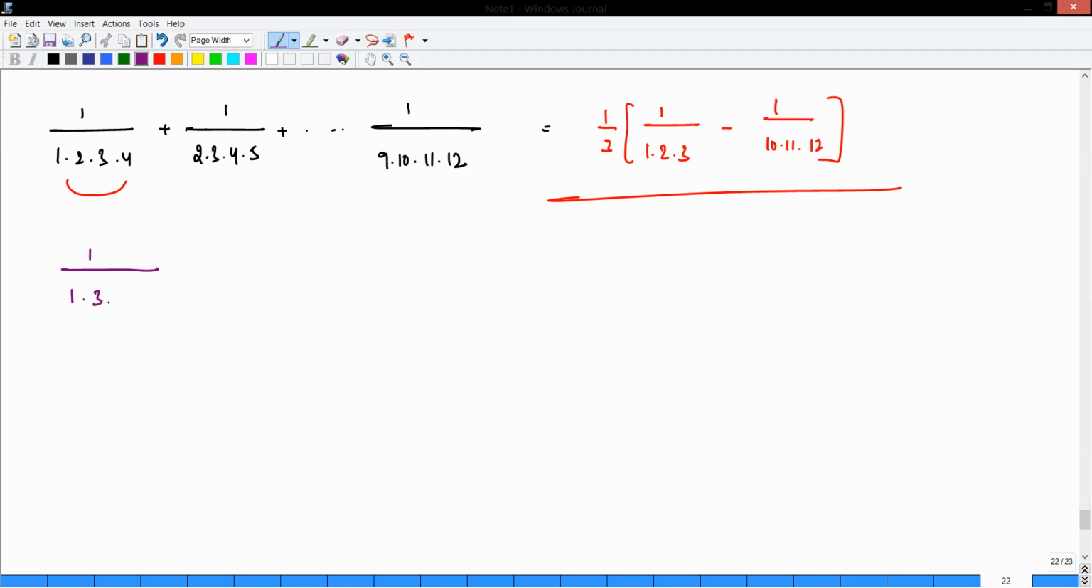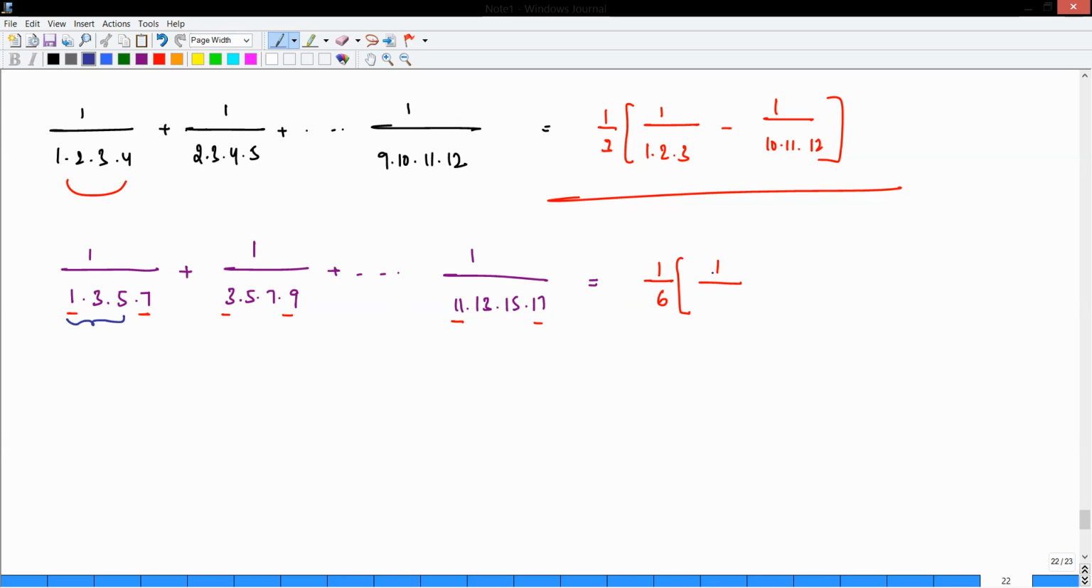1 into 3 into 5 into 7, and so on, up to 11 into 13 into 15 into 17. First, you need to look at the difference between 1 and 7, 3 and 9, 11 and 17. It will always be the same, that is 6. So write down 1 by 6, 1 by the first 3, 1 into 3 into 5, minus 1 by the last 3, 13 into 15 into 17.